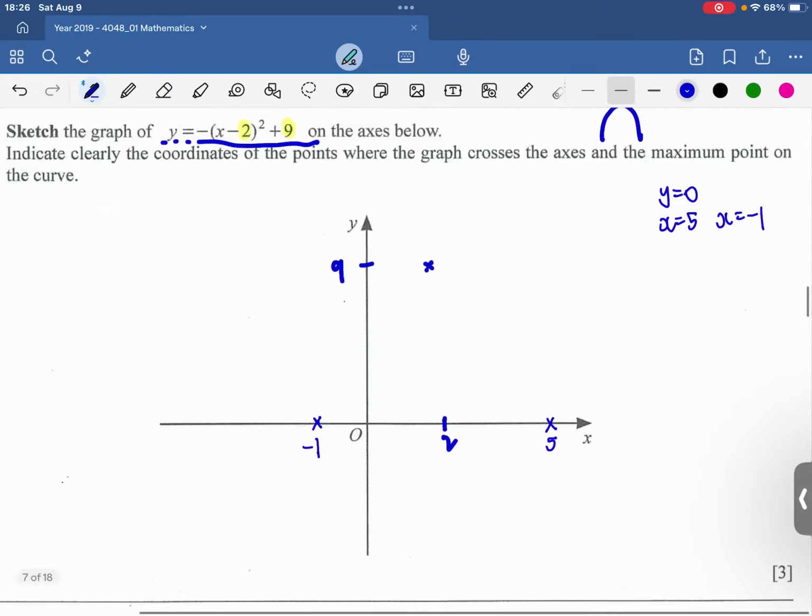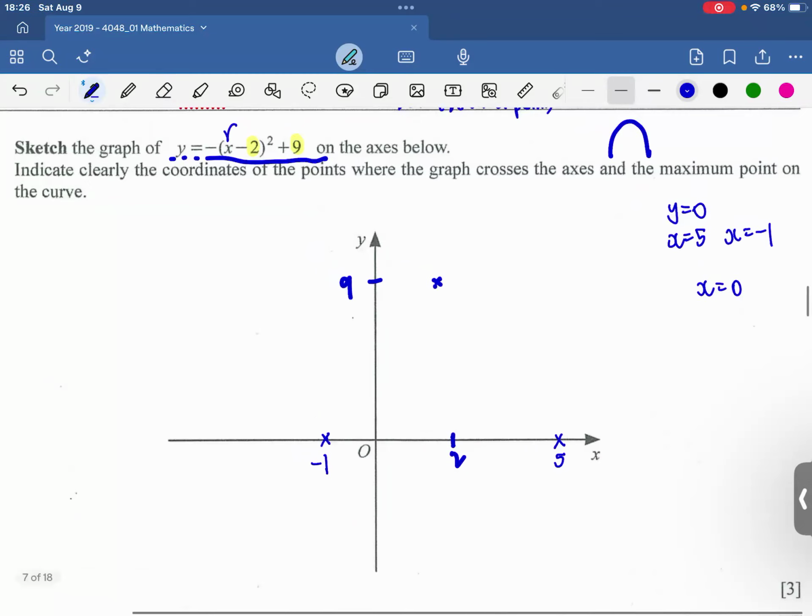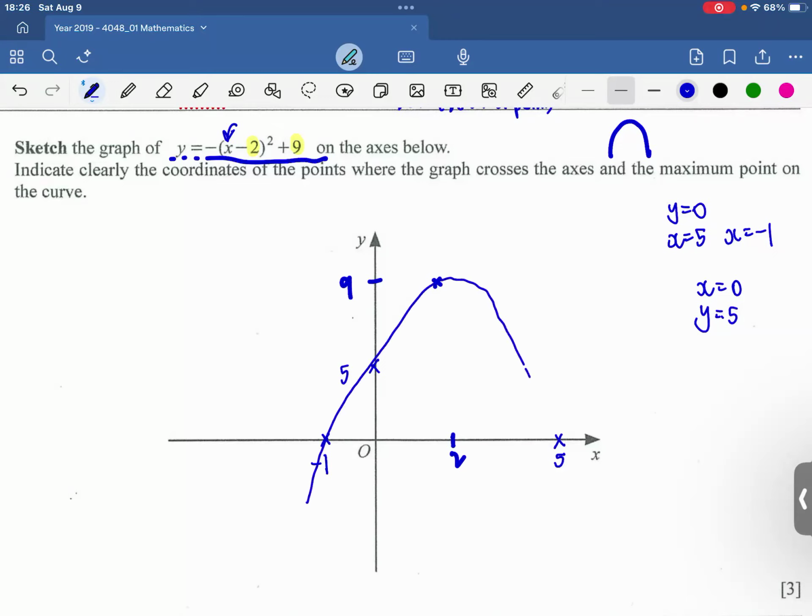And then if you want to find your y-intercept, you just make your x equals to 0. So if you just sub in x equals to 0, y will be equals to 5. So let's say 5 is somewhere around here. So you just have to draw your curve. So let me attempt to draw it now. So it will be something like that.